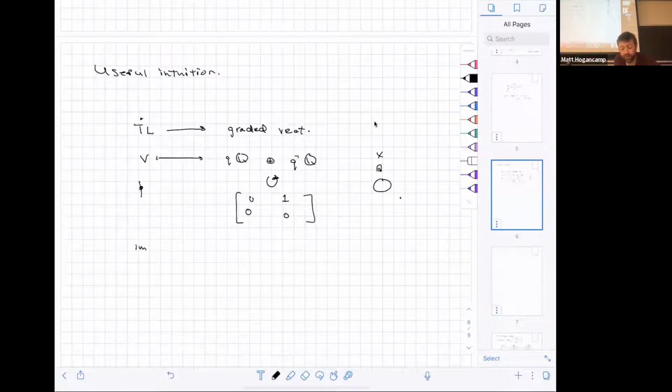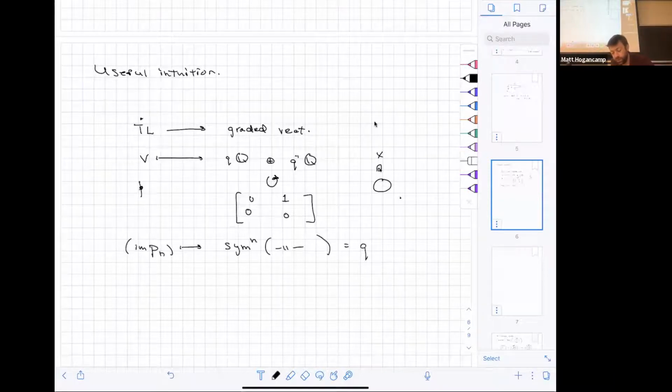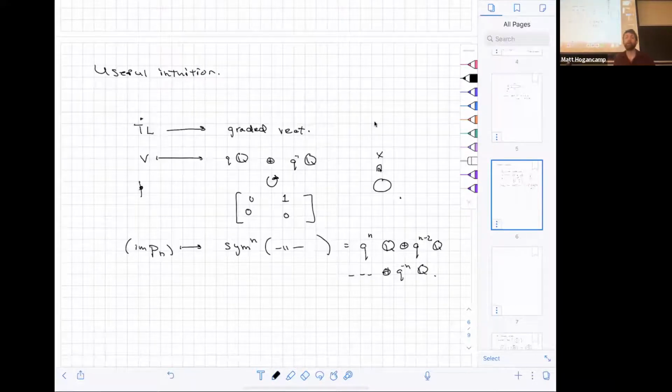The symmetric powers, the images of these symmetrizing idempotents, go to the symmetric power of that guy, which, if you work it out, is a quantum integer's worth of dimension of Q. So you take n plus 1 copies of Q, shifted in this way. Sorry, this is too sloppy.